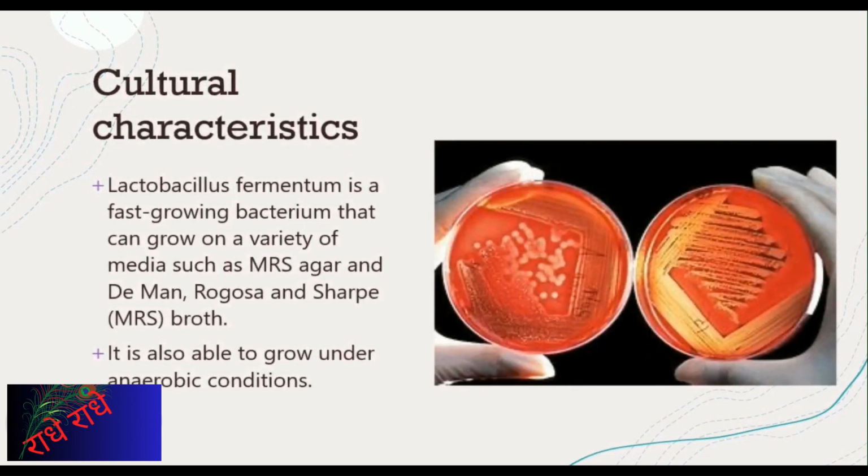Lactobacillus fermentum is a fast-growing bacterium that can grow on a variety of media such as MRS agar and De Man, Rogosa and Sharpe (MRS) broth. It is also able to grow under anaerobic conditions.